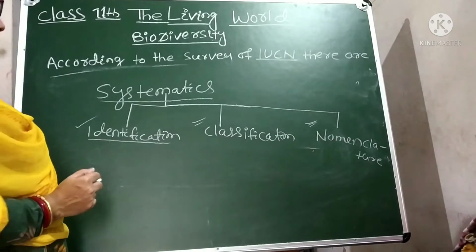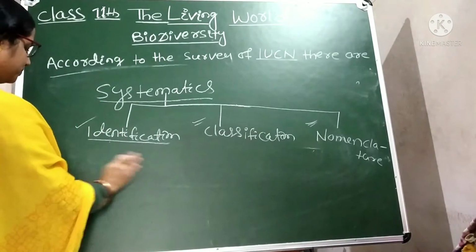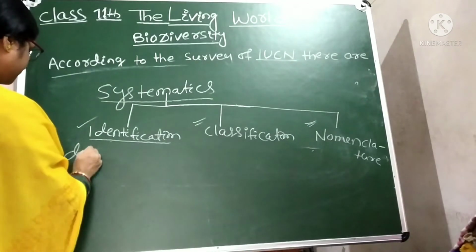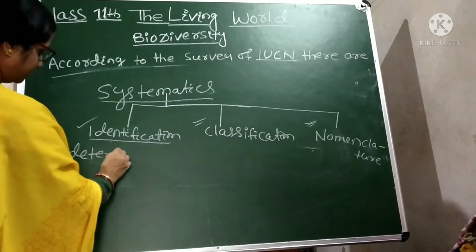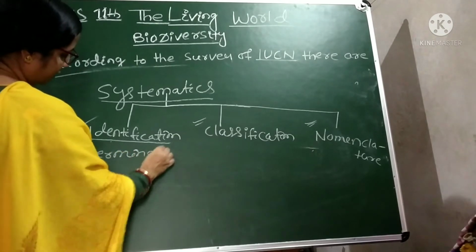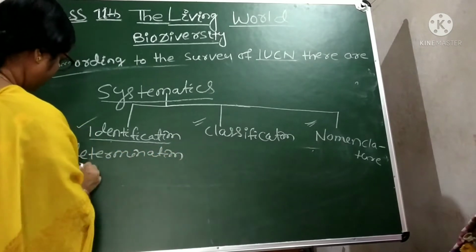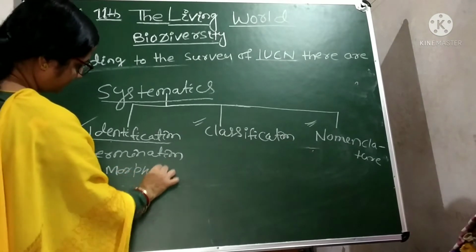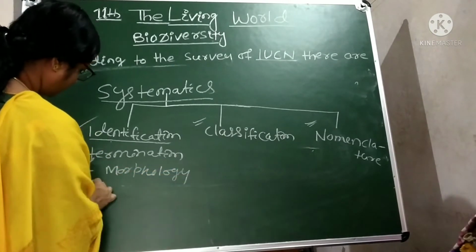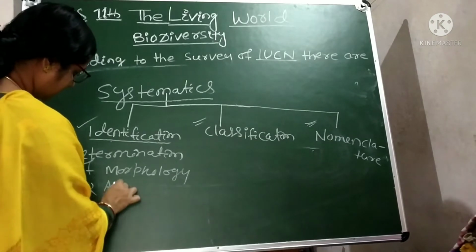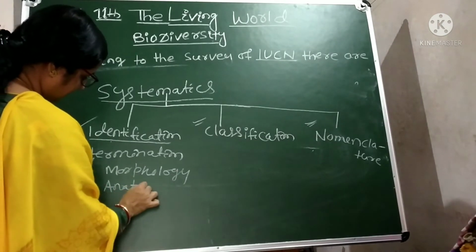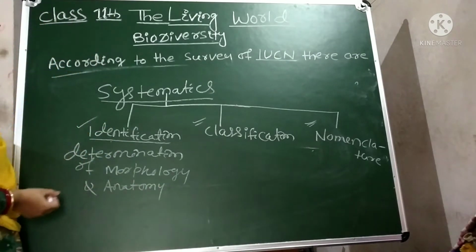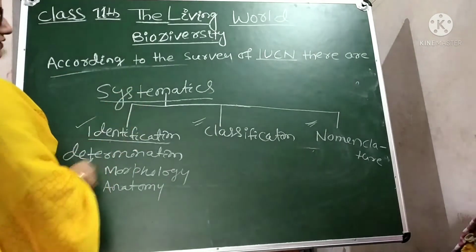So identification refers to the determination of morphology and anatomy characteristics. Then classification.